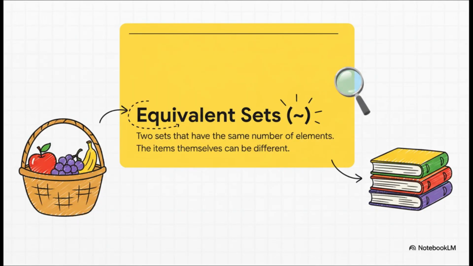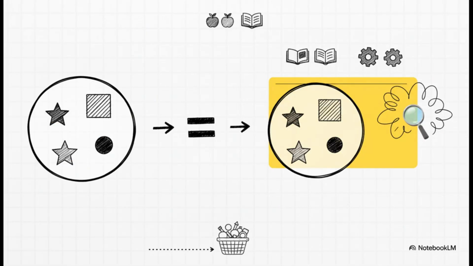So first up, you have what are called equivalent sets. This is all about the numbers game. If 2 sets have the exact same number of items, they're equivalent. That's it. The items themselves can be completely different. Your 3 fruits and my 3 socks, they make equivalent sets. But then you've got equal sets, which are way more specific. For 2 sets to be equal, they have to have the exact same stuff inside. The order you list them in doesn't matter at all, but every single item has to be a perfect match.